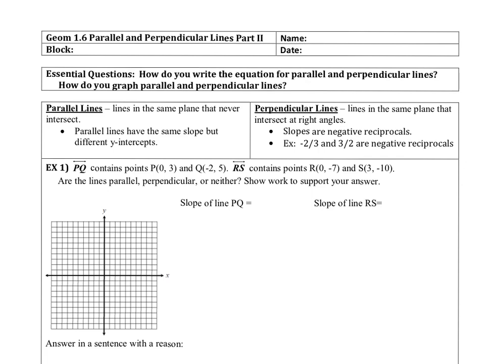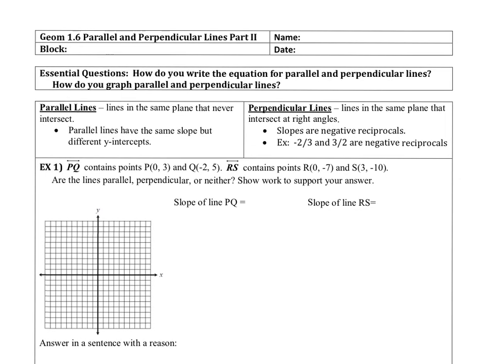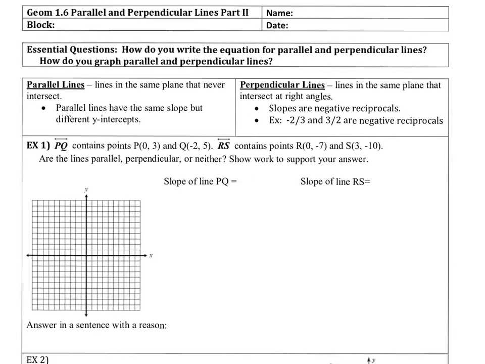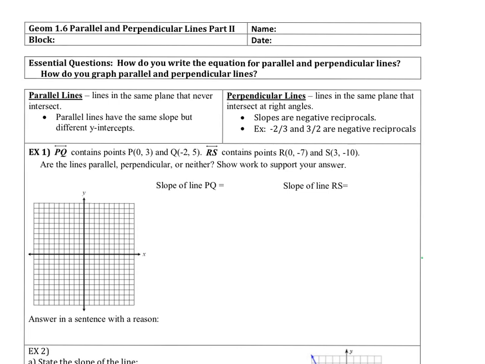As a quick reminder, parallel lines are lines in the same plane that never intersect. They have the same slope, but different y-intercepts. Perpendicular lines are lines in the same plane that intersect at right angles. Their slopes are negative reciprocals. For example, -2/3 and 3/2 are negative reciprocals.